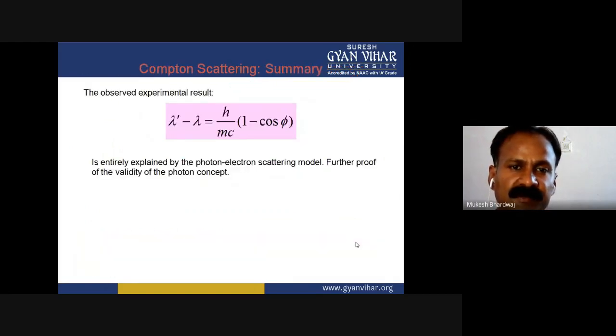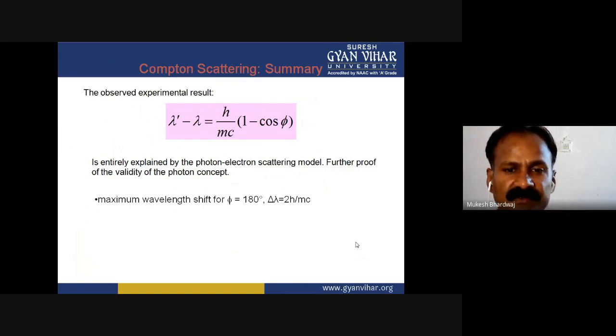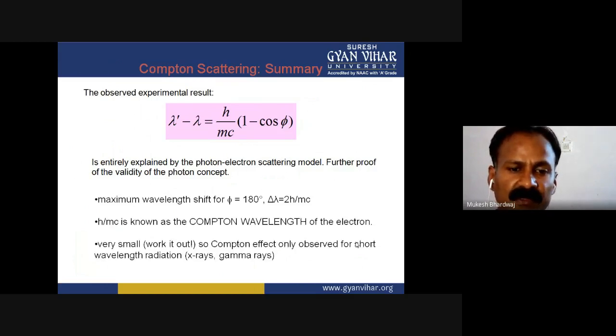The observed experimental result is lambda dash minus lambda equal to h by mc times (1 minus cos phi). It is entirely explained by the photon-electron scattering model, a further proof of the validity of the photon concept. The maximum wavelength shift occurs for phi equal to 180 degrees, delta lambda equal to 2h by mc. h by mc is known as the Compton wavelength of the electron. It is very small, so the Compton effect is only observed for short wavelength radiation: X-rays and gamma rays.